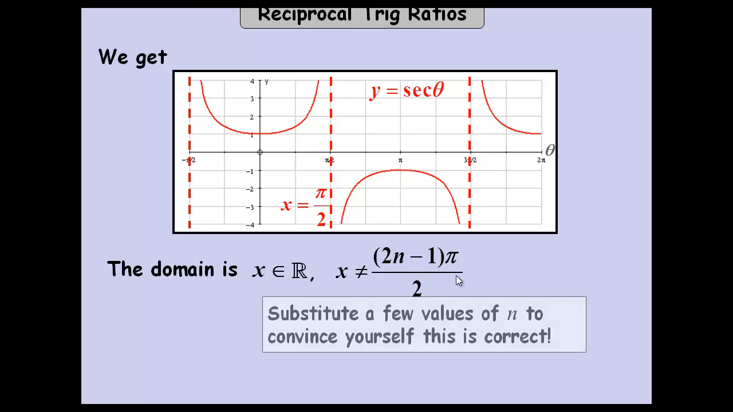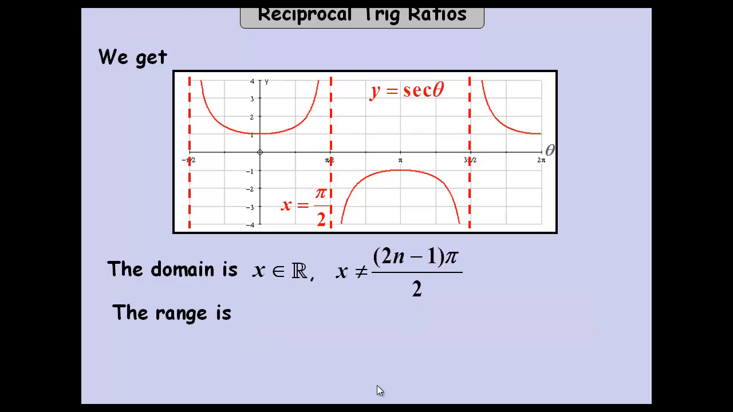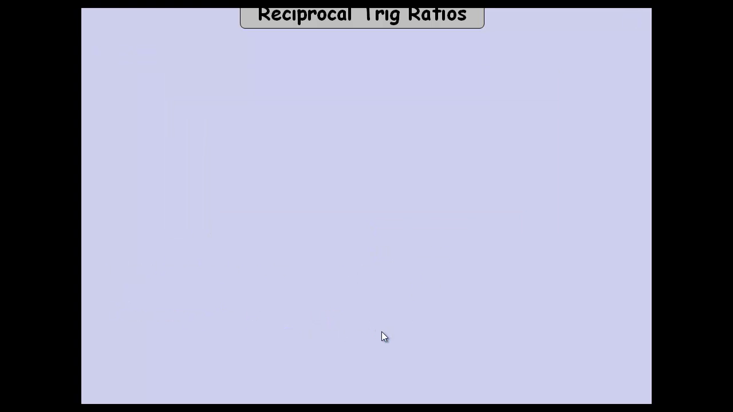We get a very similar graph, but this time our asymptotes are at pi over 2, 3 pi over 2, and so on. So x can be a member of the set of real numbers, but can't be (2n minus 1) pi over 2. And for the range, well, it's exactly the same, isn't it, as the one for cosec. y is less than or equal to minus 1 and y is greater than or equal to 1.